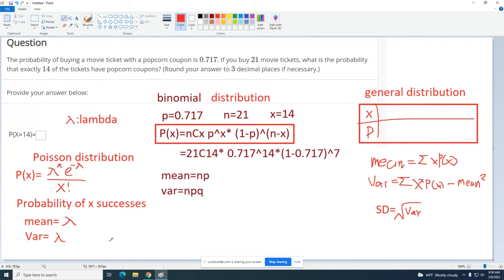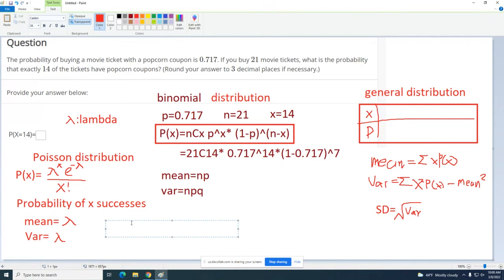And then once you have that lambda, it's like having key information. So you're going to calculate P of 0. For Poisson distribution, P of 0 is the probability of having 0 visits, or 0 successes, which equals lambda to the power 0. Any number to the power 0 equals 1. 0 factorial also equals 1.